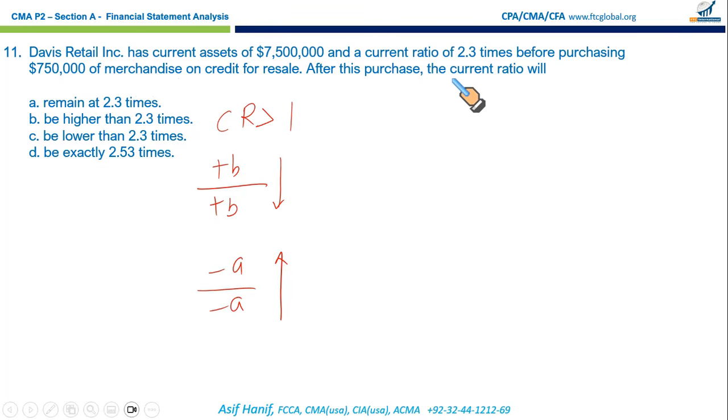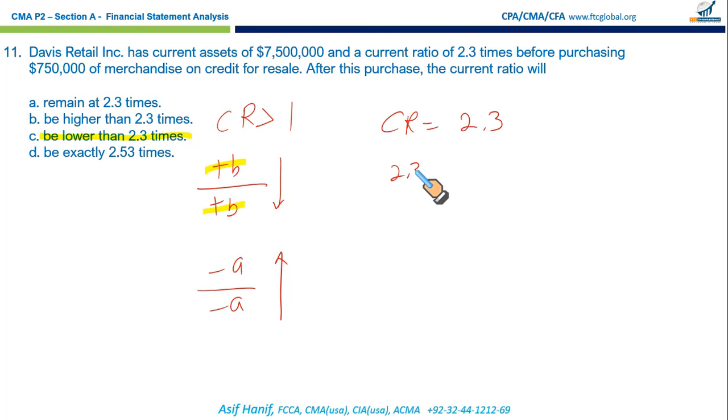After this purchase, what happens? When you buy $750,000 worth of inventory, it will cause your numerator to increase and denominator to increase by the same amount, because inventory appears in the numerator, accounts payable appear in the denominator, both increase by the same amount, the ratio will deteriorate, so it will be lower than 2.3 for sure. Some of you who may not be able to remember this computation can try another way. First of all, you need to find out if the current ratio is 2.3, what would be the figure for current liability?